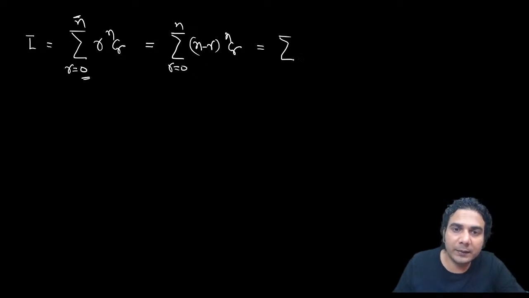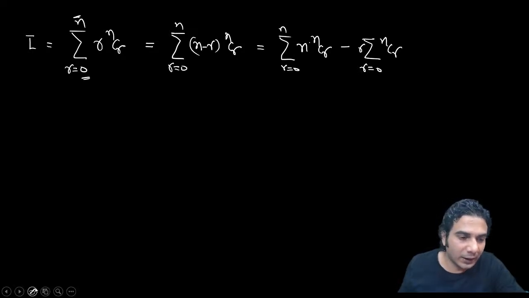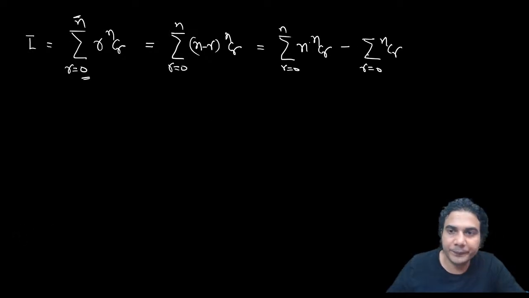So it is going to be sigma n into nCr, r from 0 to n, minus sigma r into nCr, r from 0 to n. Oh, I'm sorry, I have taken this r outside. No, only n can be taken outside, r is a variable. So r nCr up to n. So this part is basically nothing but I. So you can put this equal to I.